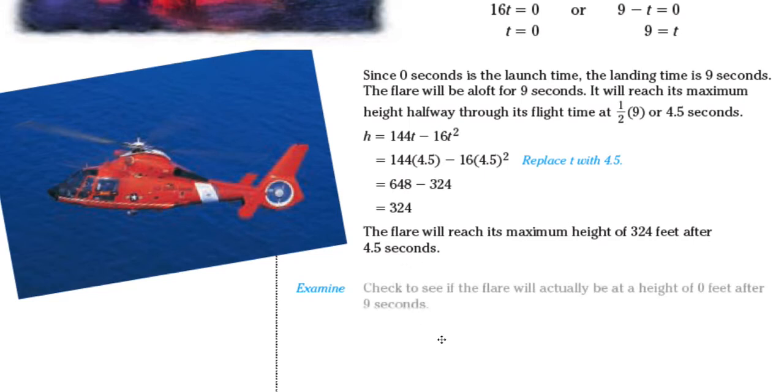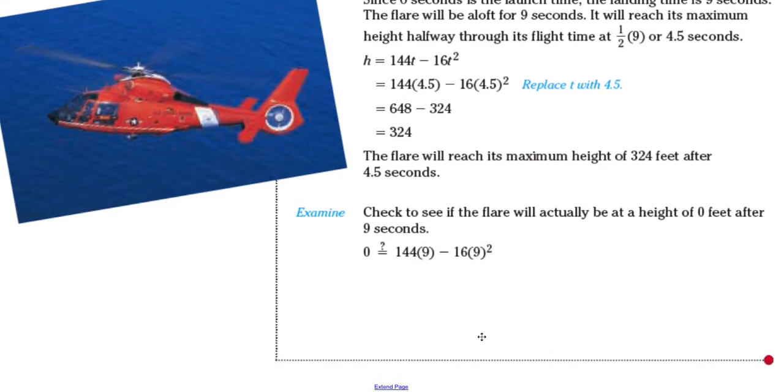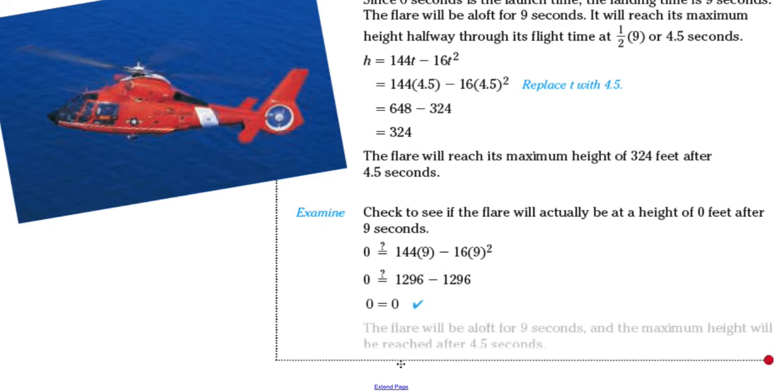To see if our answer makes sense, we simply substitute the value 9 for t to obtain 0, and we find out that the equation will be true. So the flare will be aloft for 9 seconds, and the maximum height will be reached after 4.5 seconds.